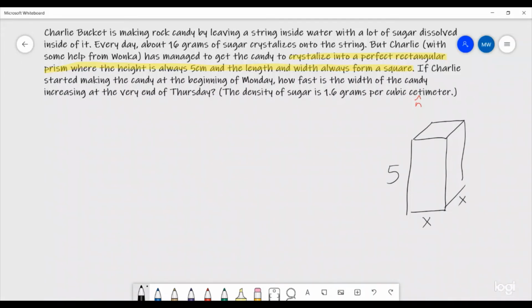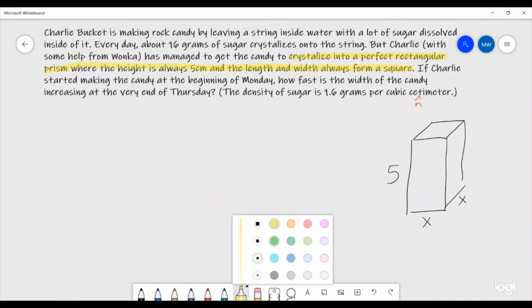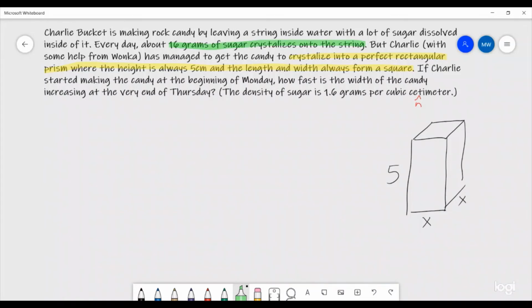So what we can then do is figure out how we can use this to help us figure out some of this problem. Well, we are trying to figure out what are the different things that are connected to this. One of those is the fact that 16 grams of sugar is crystallizing onto the string every day. So this actually tells us the rate that the volume is changing. It's changing at a positive 16 grams.